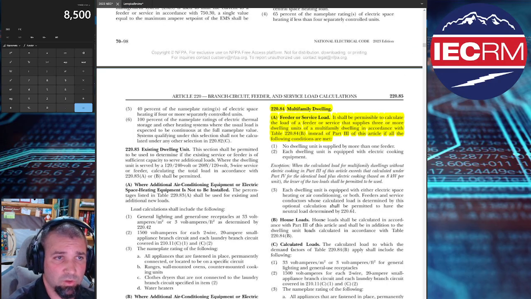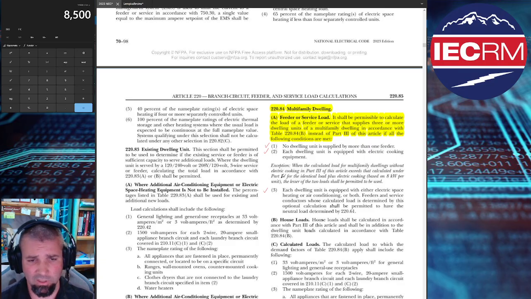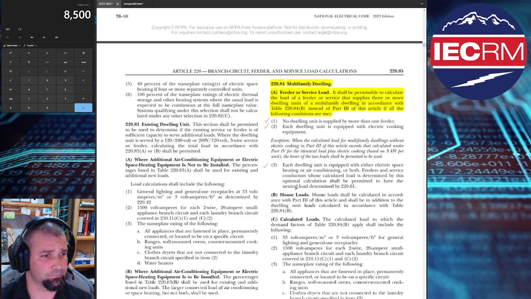So we're going to want to make sure we meet our conditions. No dwelling unit is supplied by more than one feeder. Each dwelling unit is equipped with electric cooking equipment. Each dwelling unit is equipped with either electric space heating or air conditioning or both. We're going to make the assumption that these apply here. They don't give us enough information to do this calculation properly, so we are just going to assume that these apply, and that's a fair assumption given the nature of the question.